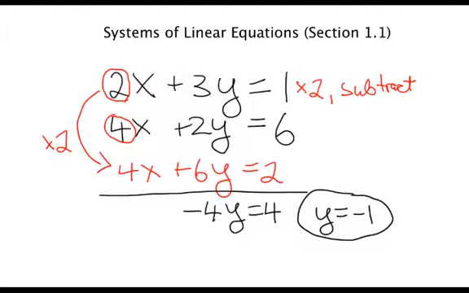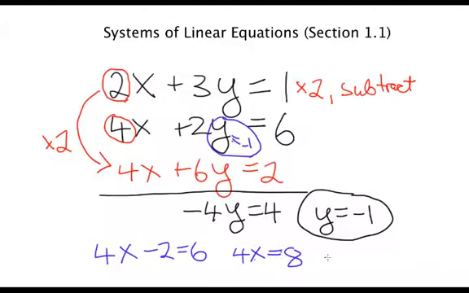Okay? And now to figure out x, what we do is we go back into one of the earlier equations. It doesn't really matter which one. For example, take this one, and right here, set y is equal to minus 1. And then what you get is 4x minus 2 is equal to 6, which says that 4x is equal to 8, and x is equal to 2.